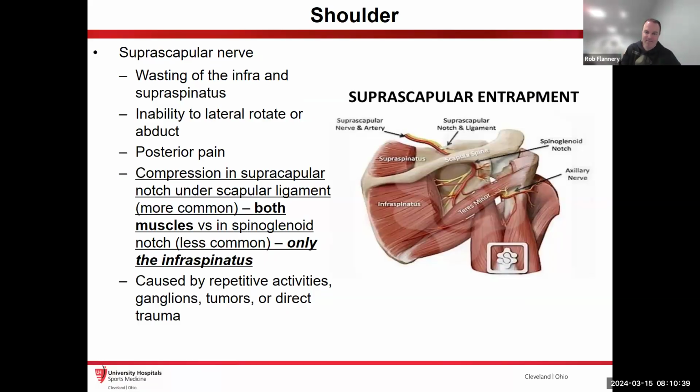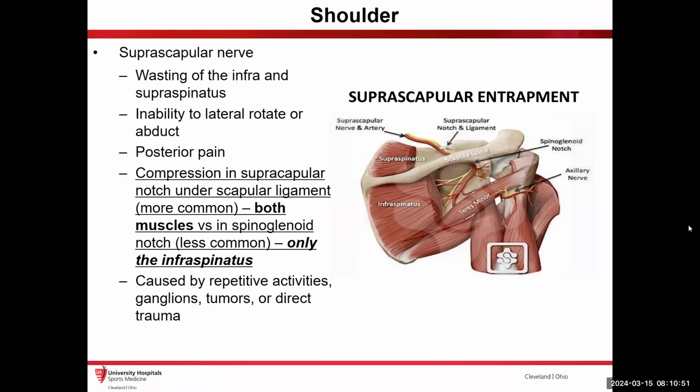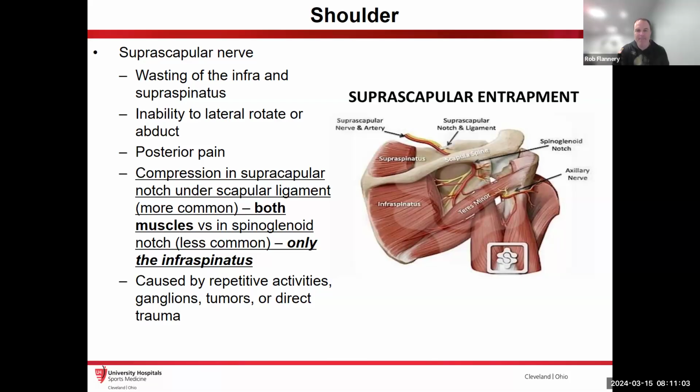So anybody have any questions about anything in the upper extremity? All right, moving on. Rob, go ahead. I'll add that last thing you just discussed about the suprascapular notch. That was on my CAQ when I last took it. Differentiating between the suprascapular notch and spinoglenoid notch. Yep.